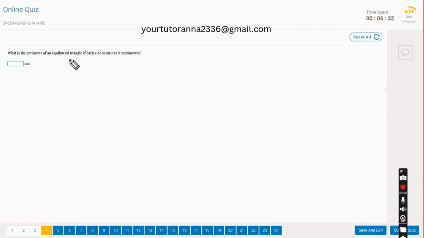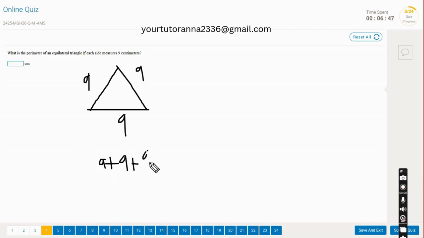So what is the perimeter of an equilateral triangle if each side measures 9 centimeters? Equilateral triangle means that all the sides are 9, 9, and 9. So what is the perimeter? Just add them. 9 plus 9 plus 9. You can make it simpler for yourself, 9 times 3, which is 27. You can either add it like this or 9 times 3, whichever way is easy for you.